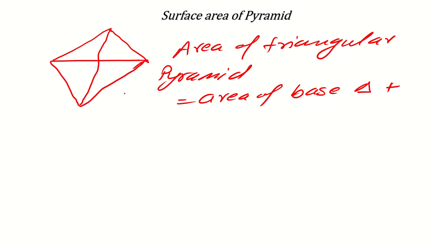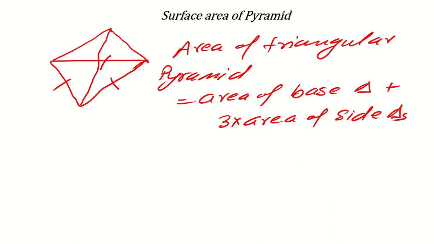See why I am writing it separately. Because the base triangle may be the same as the side triangle, or it may not be the same. So it is the area of the base triangle plus 3 times the area of the side triangles. Why 3 times? Because now you have 3 triangles, 1, 2, 3. Whatever number of sides you have in the base, you will multiply with that number only, and that will be the surface area of the pyramid.